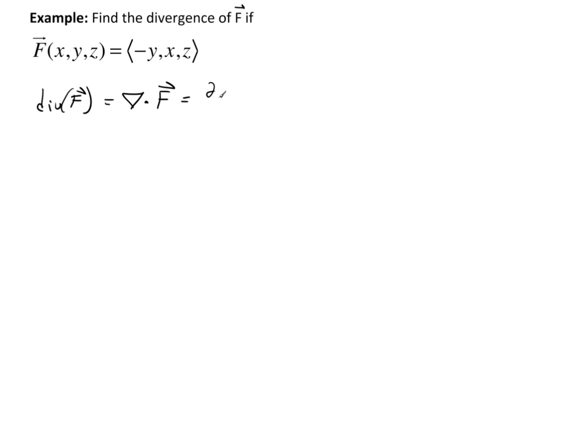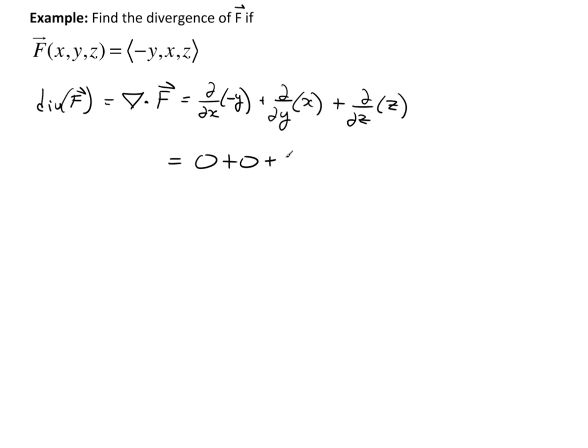which is the partial with respect to x of, in this case, negative y, plus the partial with respect to y, in this case of x, plus the partial with respect to z, in this case of z. So this is going to be 0 plus 0 plus 1. Therefore, the divergence is 1.